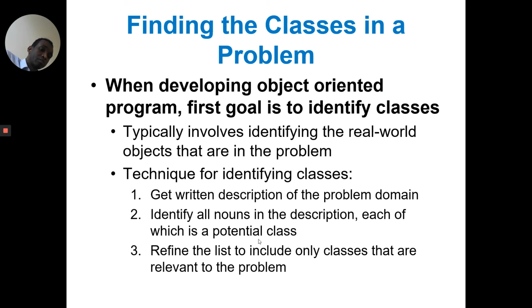When developing an object-oriented program, the first goal is to identify classes. This typically involves identifying the real-world objects that are in the problem. What are you really trying to solve? That would be the top level. You can have a class called animal. You can have a class called a human being or a person. You can have a class called automobile. Every other object will be inheriting from that top parent. Does that make sense? So you have to understand the top level.